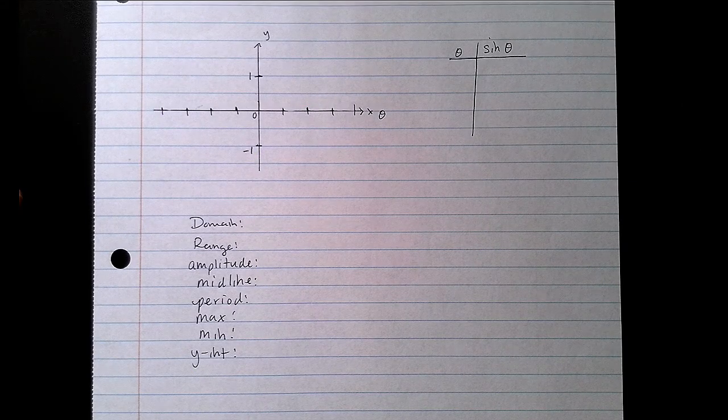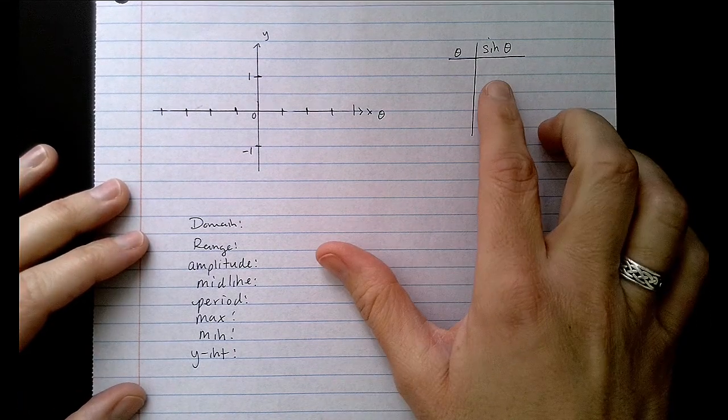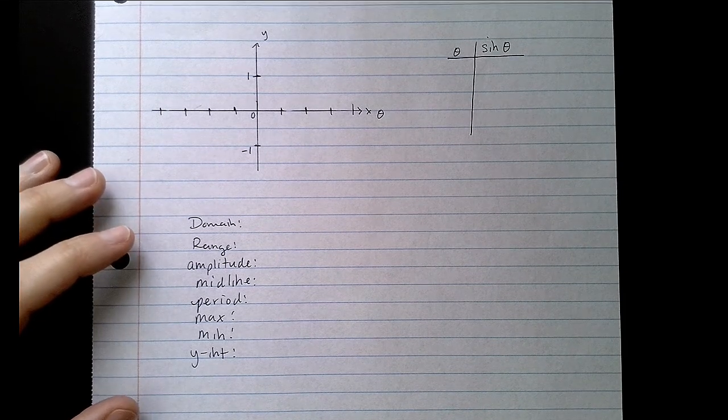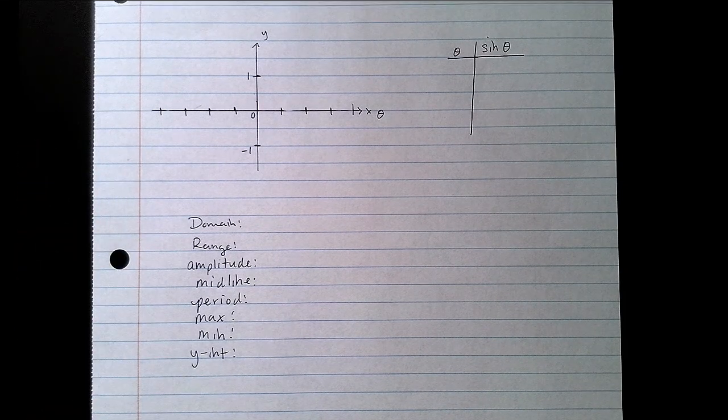Now that we have our unit circle with coordinates, I'm going to show you how we can use those coordinates to create one of our parent trigonometric functions. We're going to look first at the sine function. So in order to do this, you need to have your unit circle handy.